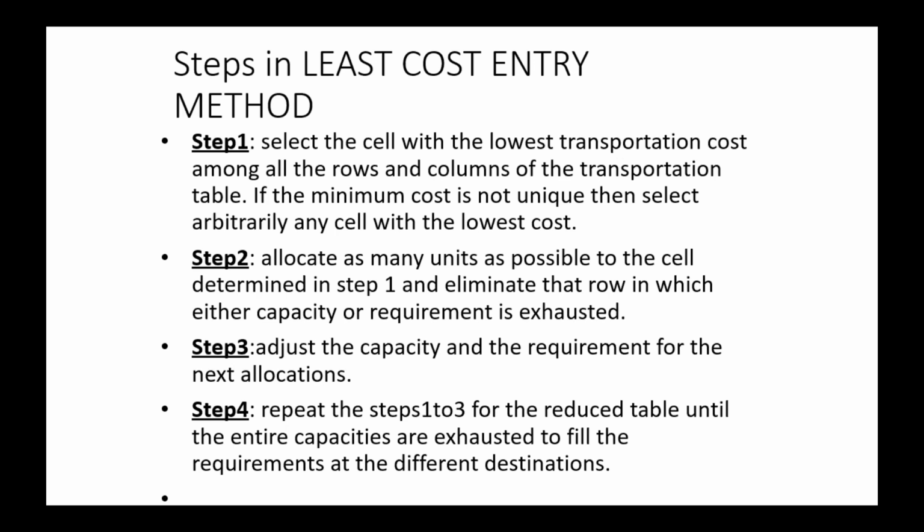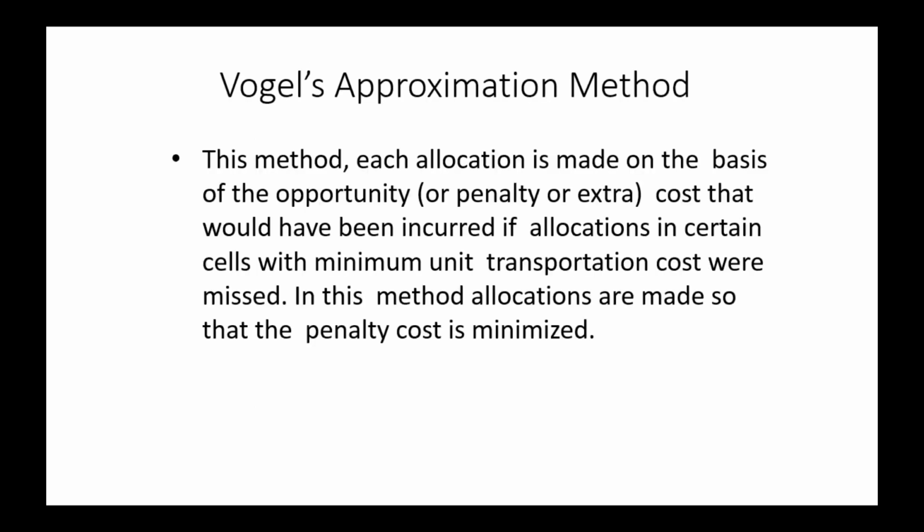So this is the Vogel approximation method. It is a method where allocation is made on the basis of the opportunity or penalty, or extra cost, that would have been incurred if allocation in cells with minimum unit transportation cost were not met. It helps to take care of the basis of opportunity when some costs are omitted from the table.